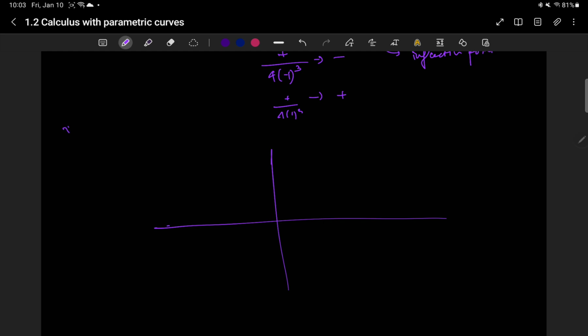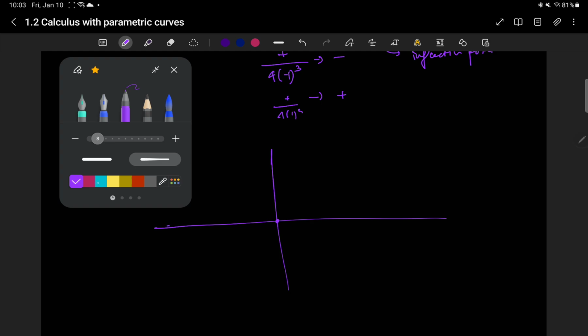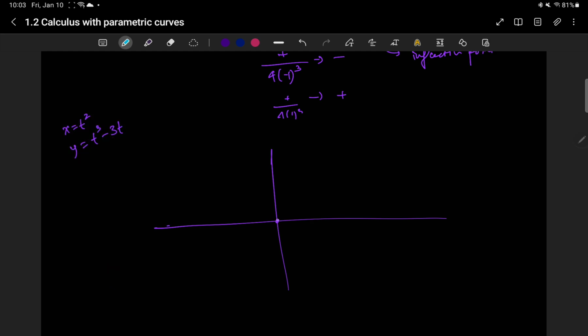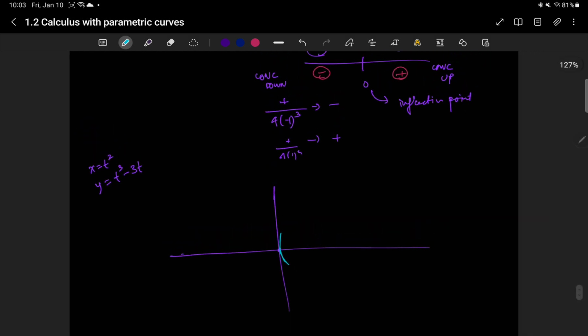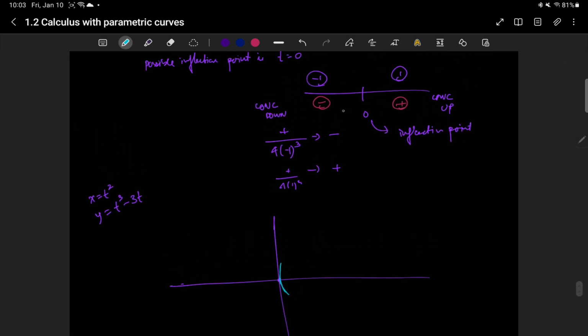So we have x equals t squared, we have y equals t cubed minus 3t, then we have at 0, the tangent has a slope of infinity, which means the curve is doing this. It is also changing from being concave down to being concave up. So it's concave down here and it's concave up over here.